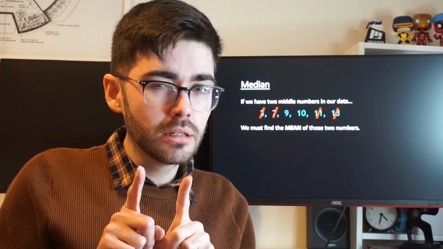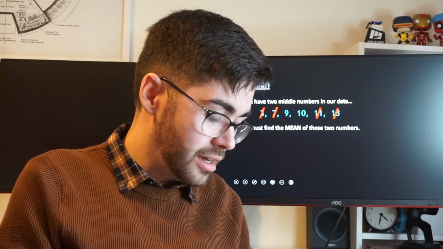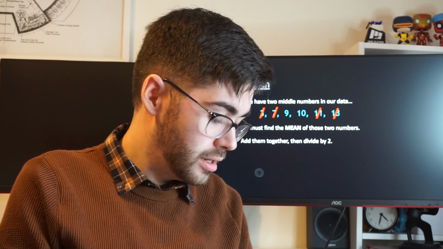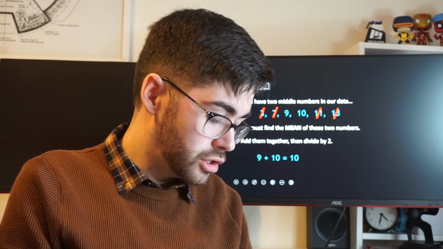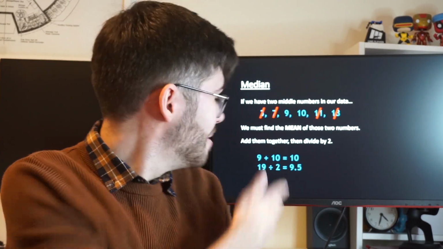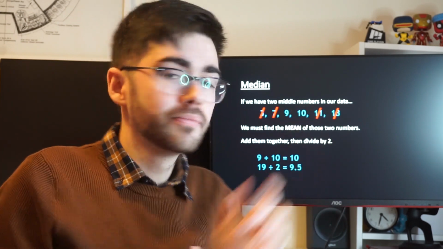How did we find the mean? Adding, then dividing. Okay, so we add them together, 9 plus 10, and then divide by 2, because there's just two of them. So 19 divided by 2 gives us 9.5. I don't know why that says 10, that's a typo there. But our answer is 9.5 would be our median, because it's halfway between those two numbers.